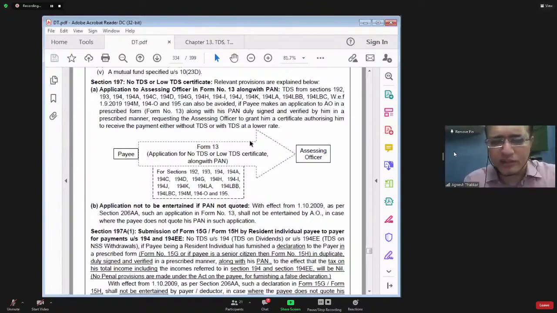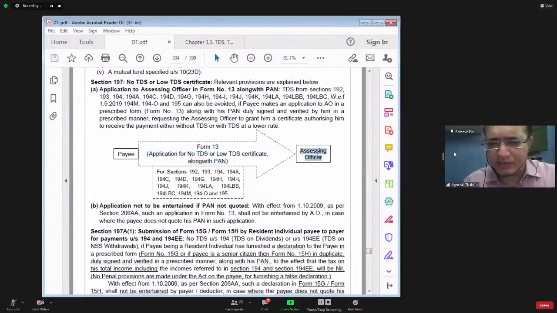So government has come out with some facility here, called the no TDS or low TDS certificate. Payee can submit an application to the assessing officer, income tax officer, in Form number 13. The application for no TDS or low TDS certificate should be submitted along with the PAN number. No TDS certificate means my tax liability is 0. Kindly give me the certificate saying that the payer should not deduct TDS.